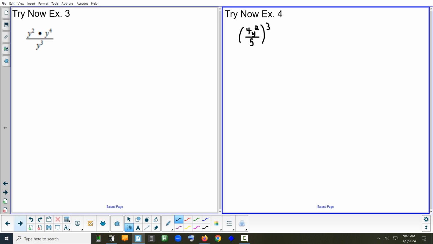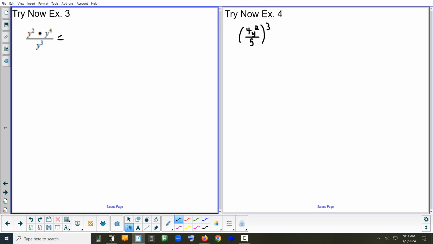So the one on the left says y squared times y to the fourth over y cubed. And the one on the right is 4y squared divided by 5, and you're cubing that entire thing. Okay, let's just look at the first one together. I'll still give people time to work on the second one. We have y's on the same level that can be combined. When you combine the y's in the top of the fraction, what do you get? Y to the 6th power. Yep. You get y to the 6th.